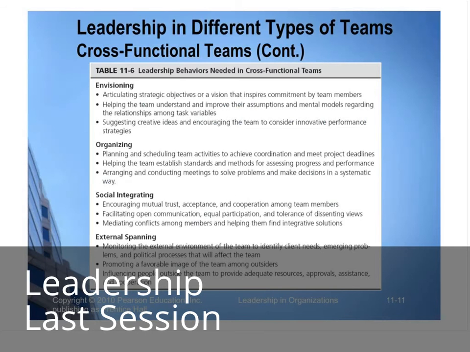Okay, leadership in different types of teams, cross-functional. So you have the envisioning. You talked about envisioning. You want to articulate a strategic objective or vision that inspires commitment by team members. So we had talked about this. We know that when you are the leader, you got to have a vision. You got to see what's coming forward. So you got a vision, and you got to bring that up. You got to inspire your staff and employees.